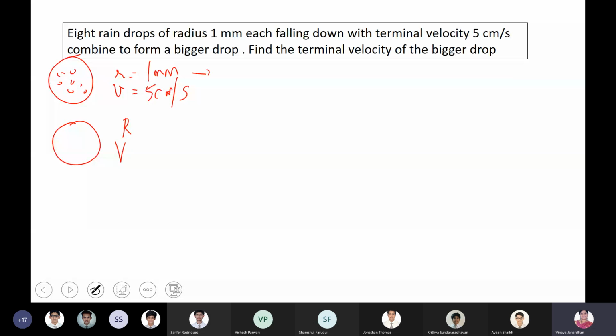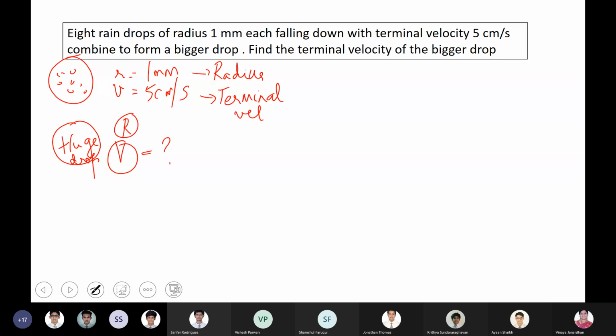So this becomes the radius and this becomes the terminal velocity. Same thing for the huge drop, right? For one huge drop, the radius is R and the terminal velocity is V. The question is, what will be the terminal velocity, capital V?